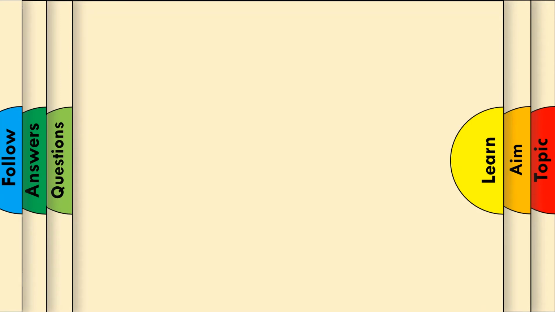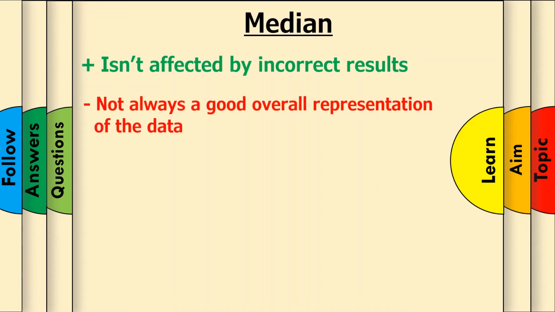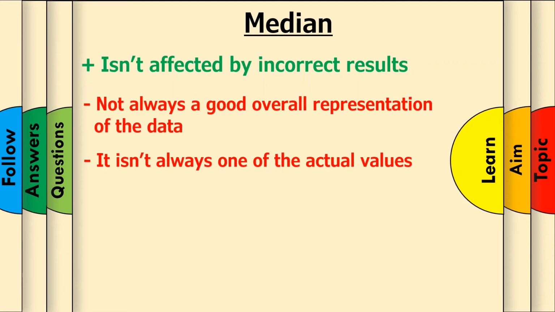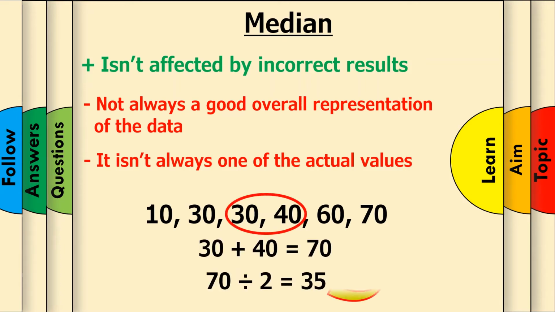Next up, median. The positive of the median is that it isn't affected by incorrect results, in the same way as the mode. However, the negative is that it isn't always a good overall representation of the data because it only takes the middle value and doesn't really look at the first and last few numbers. Another disadvantage is that it isn't always one of the actual values in the set of data. For example, the median of this set of numbers is 35, but the number 35 never actually appeared in the set of data. This might not make sense on some occasions, such as a population census, as it doesn't make sense to have half a person.